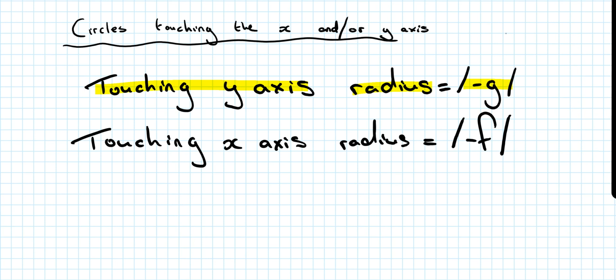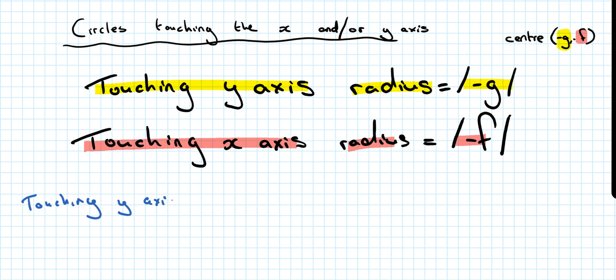Okay, remember the center is minus g, minus f. So if it's touching the y-axis, the radius is going to be the modulus of whatever that is. If it's touching the x-axis, the radius is going to be the modulus of minus f. So for example, if it's touching the y-axis and its center O is 3, 4, the radius is going to be the modulus of minus g.